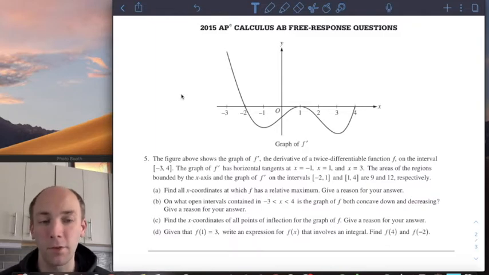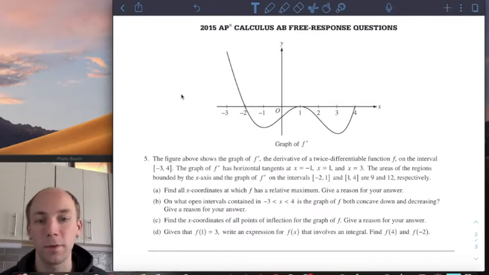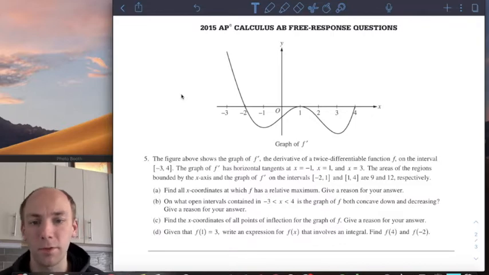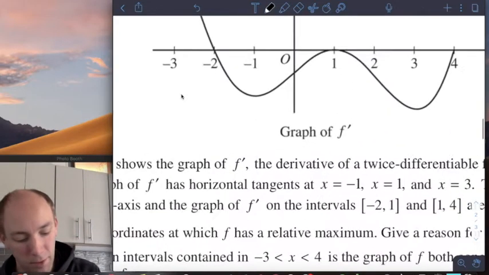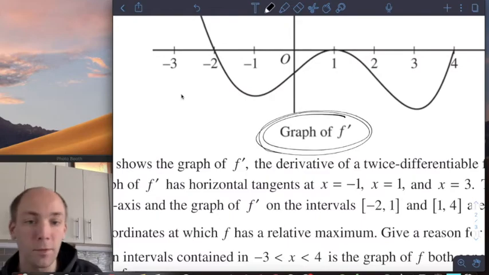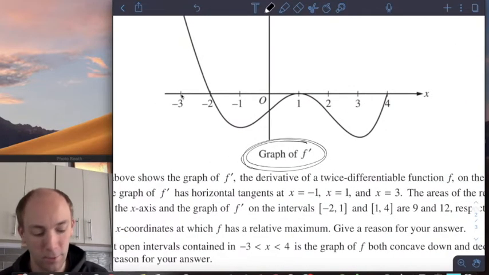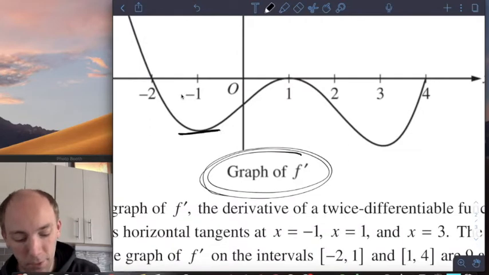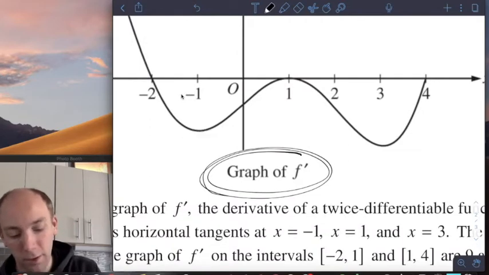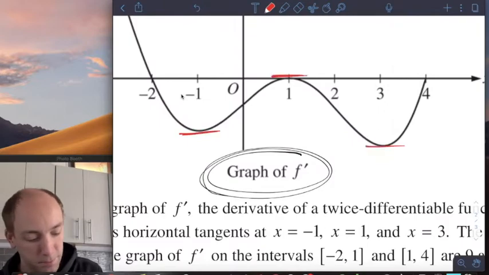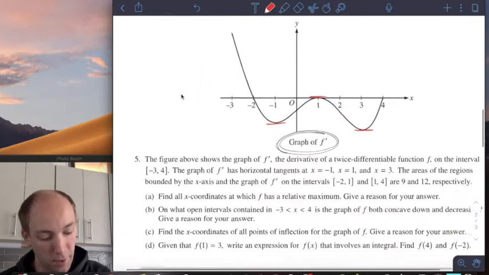They gave us a whole lot of information, so I think the best thing to do would be to go through and label some of this information on the graph, or wherever it applies. This is the graph of f prime, so you may want to circle that just so you remember. It has horizontal tangents at -1, 1, and 3. So these are all 0 slopes. Horizontal tangents are 0 slopes. It flattens out for a moment there.